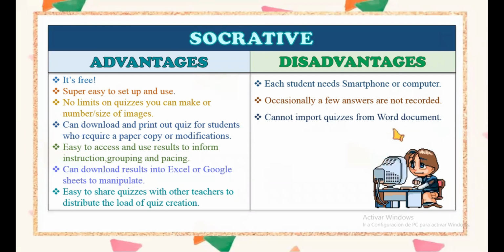And the disadvantages, we have 3 disadvantages. First is each student needs a smartphone or computer. Yes, Socrative is all online, and the students need a smartphone, computer, Chromebooks, or iPads. Yes, it's very important to use Socrative. And second, occasionally a few answers are not recorded. Yes, and the last is you cannot import quizzes from a Word document. Yes, we can only export the documents with Excel or Google Sheets.